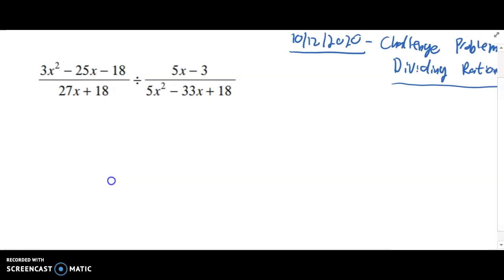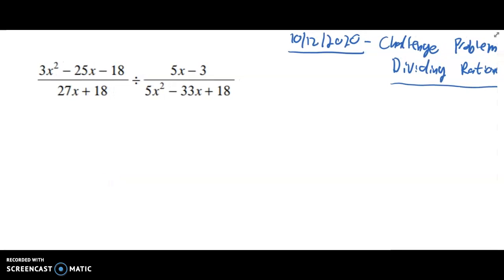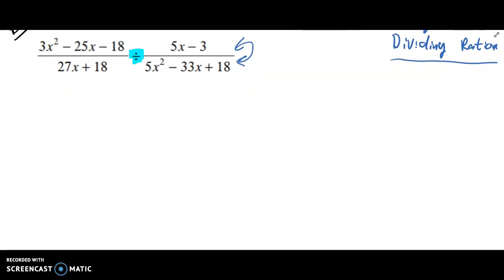Alright, make sure you pause here and write our example down. Okay, great. So I see division. So right off the bat, I want to go ahead and do a keep change flip. So let's get that out.